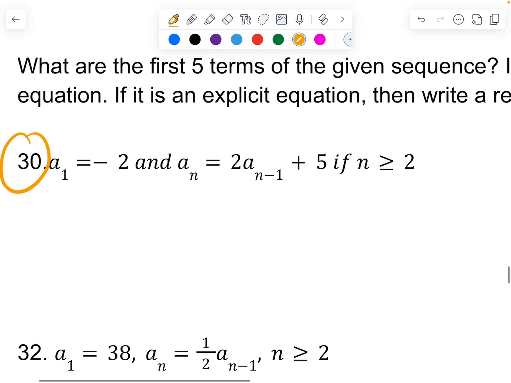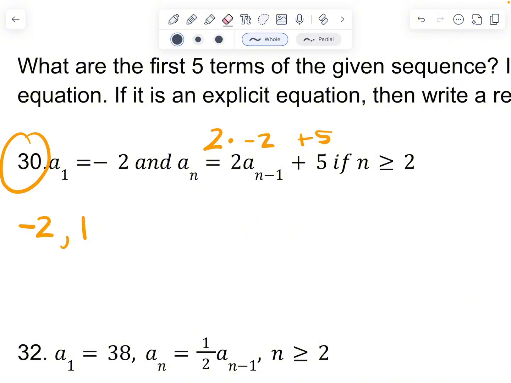So the first term is negative 2. So if I plug this in, 2 times negative 2 plus 5. So that's negative 4 plus 5, so that's 1. So I'm going to put a 1 in here. 2 times 1 is 2 plus 5 is 9. And if I put 9 in there, that's 18 plus 5. That'll get you 23.